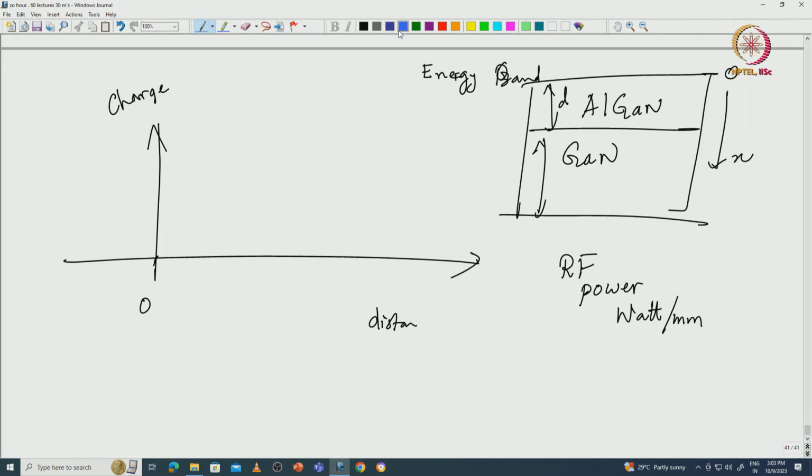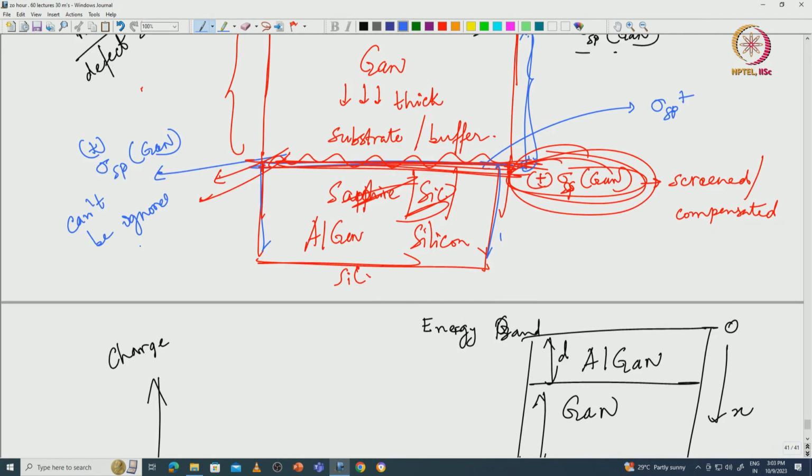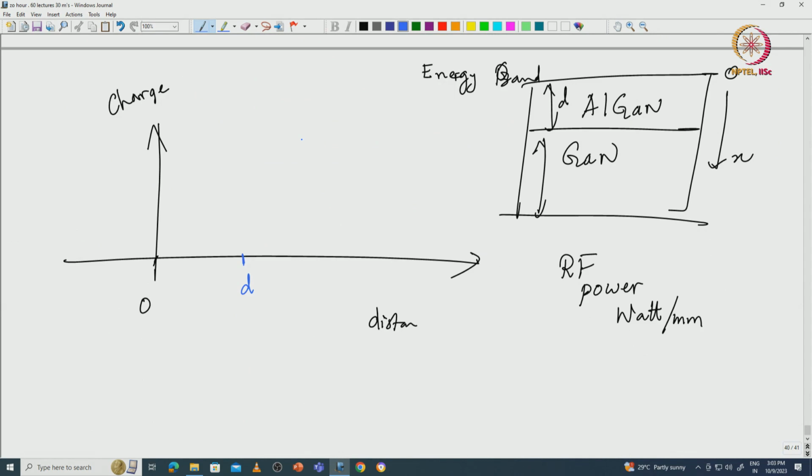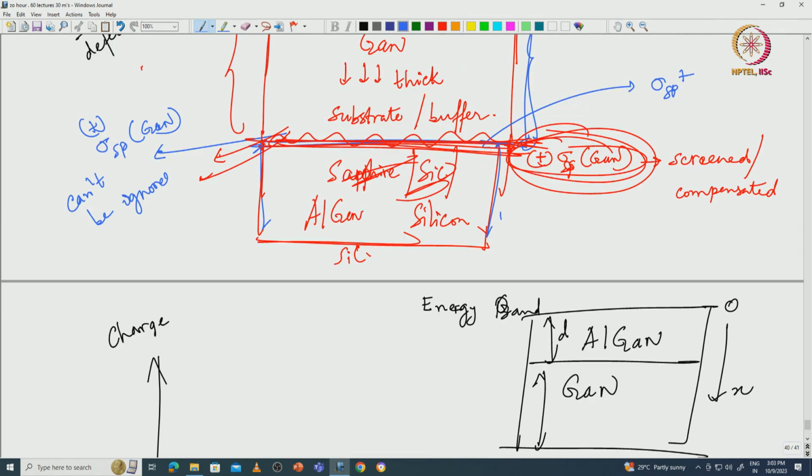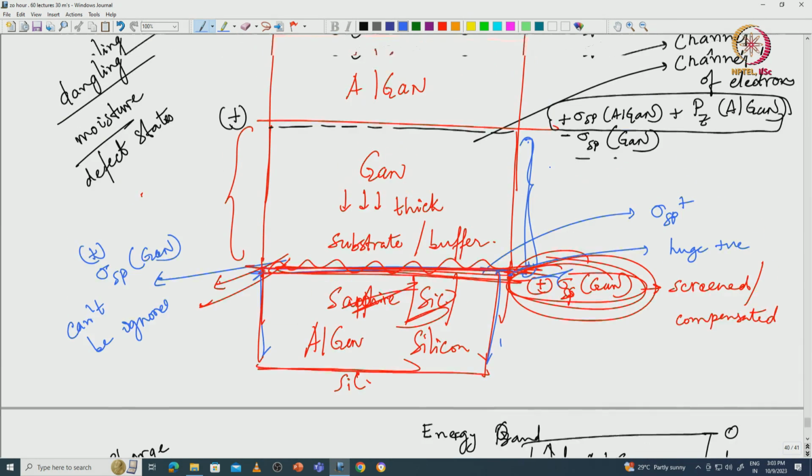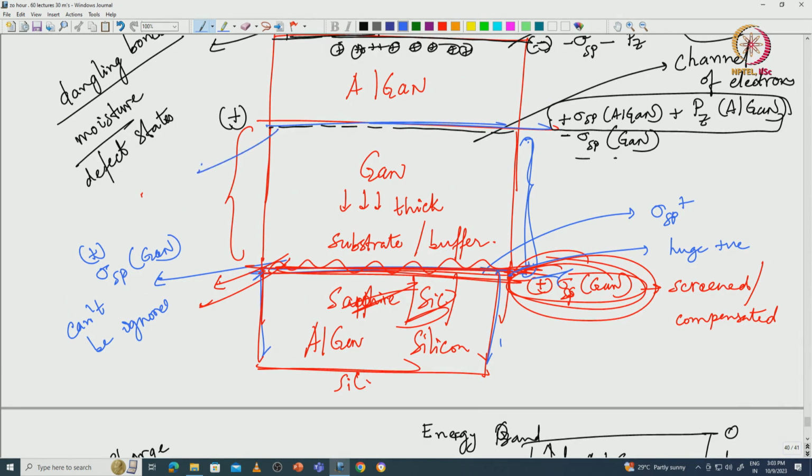So what I do is that at d, if you recall the slide before, at the bottom interface, the AlGaN/GaN interface, I have a huge positive charge, which comes up because of the positive spontaneous and positive piezoelectric component of polarization of AlGaN, and this is larger than the negative spontaneous polarization of GaN here. So the net is positive.